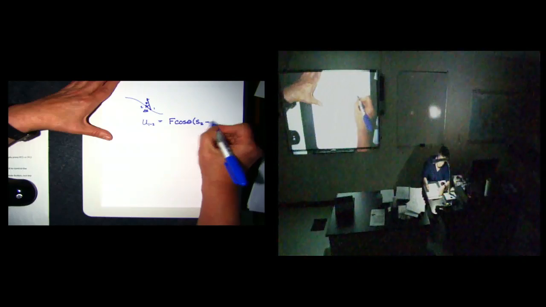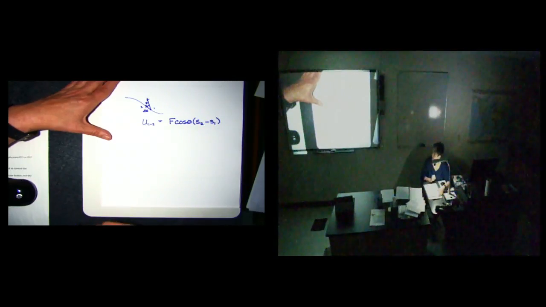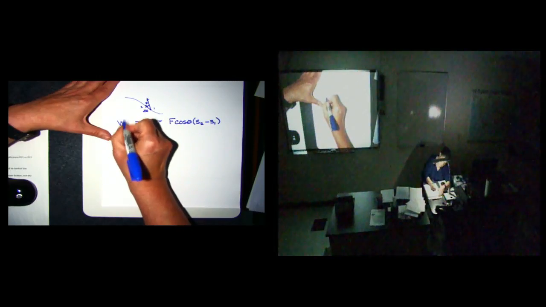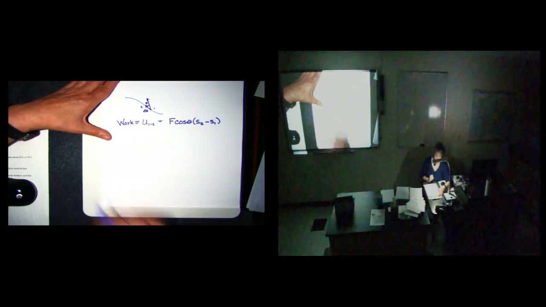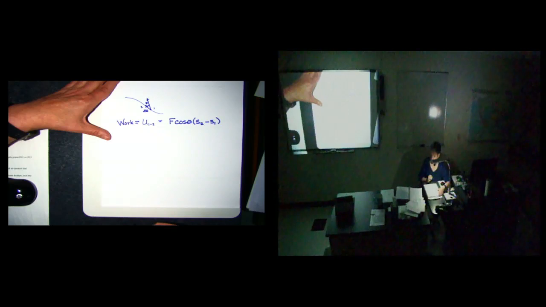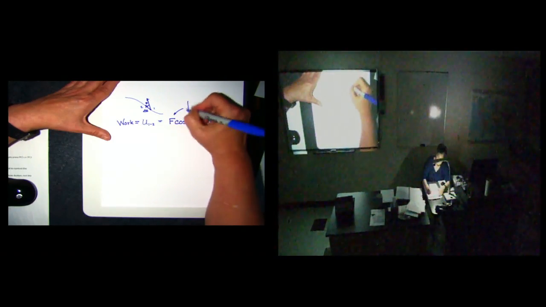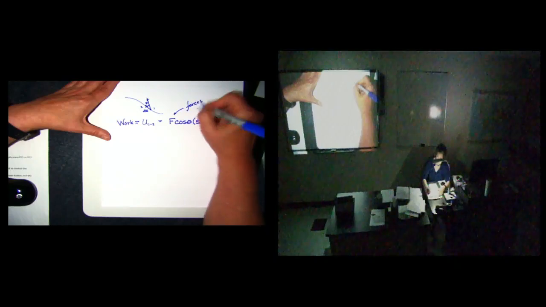And if I know this function, we can figure out the area under the curve, right? Because this is my small change in S or ds. And work is the area under the curve.